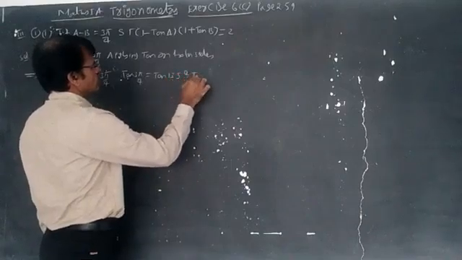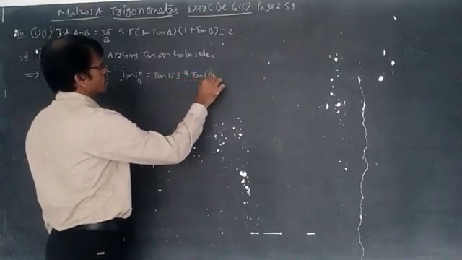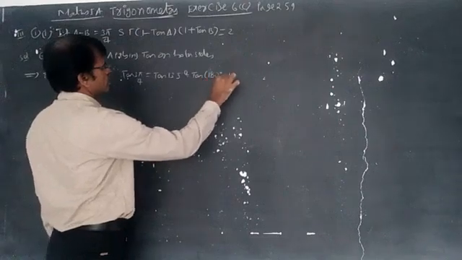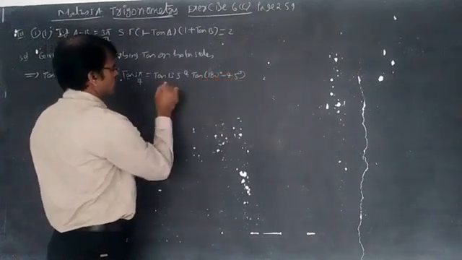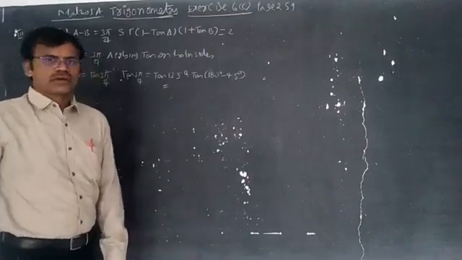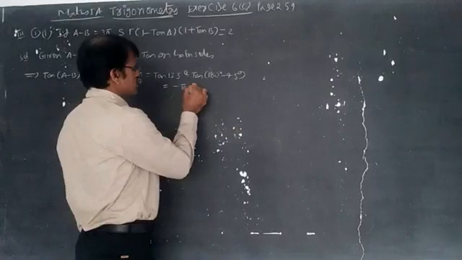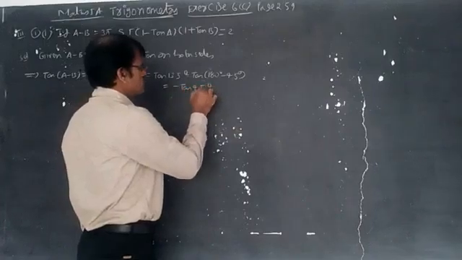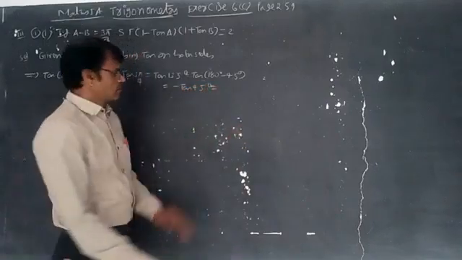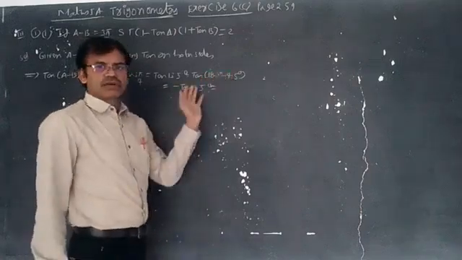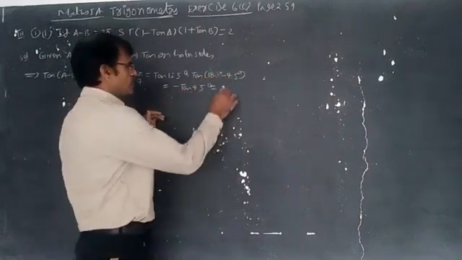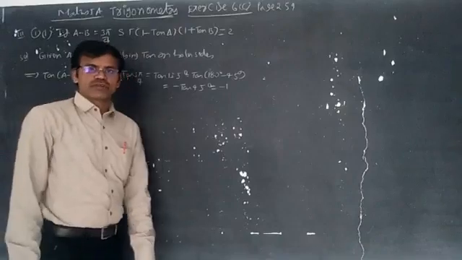Tan of 135 can be written as tan of 180 minus 45 or 90 plus 45. So you can write tan 180 minus theta is minus tan theta, second quadrant. In the case of 180, the name will not be changed. So tan 180 minus 45 becomes minus tan 45, and tan 45 value is 1, so here minus 1.